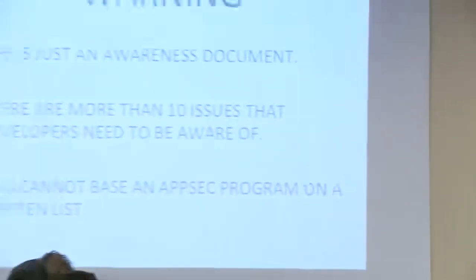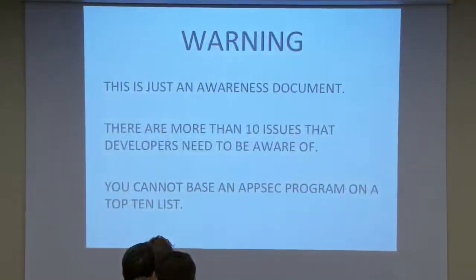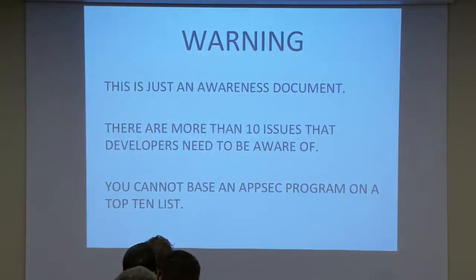So before we get started, I want to provide a warning, the warning label for this talk. Look, this is just an awareness document. There are more than 10 issues in application security. And please do not try this at home. Do not base your entire application security program off a top 10 list. This is a start. This is an initial awareness. And we'll dive deep a little bit in this presentation, but please be careful using this document. It's meant for initial awareness, it's not a comprehensive program. Fair? Let's get to it.